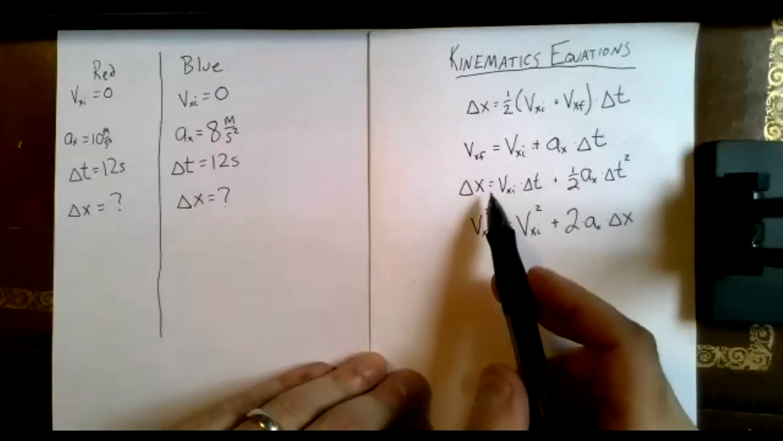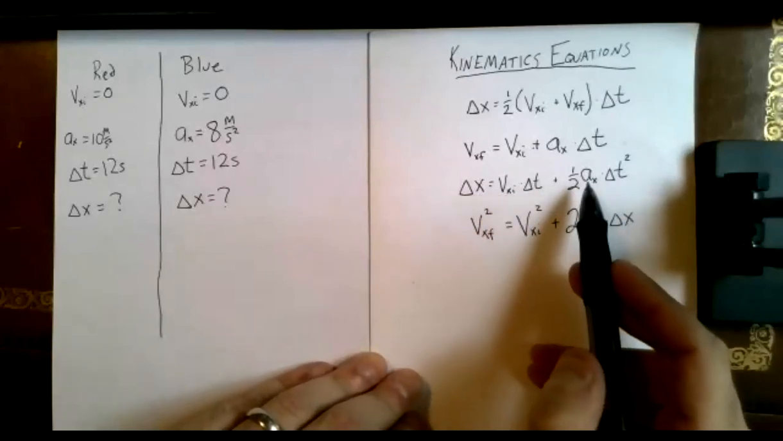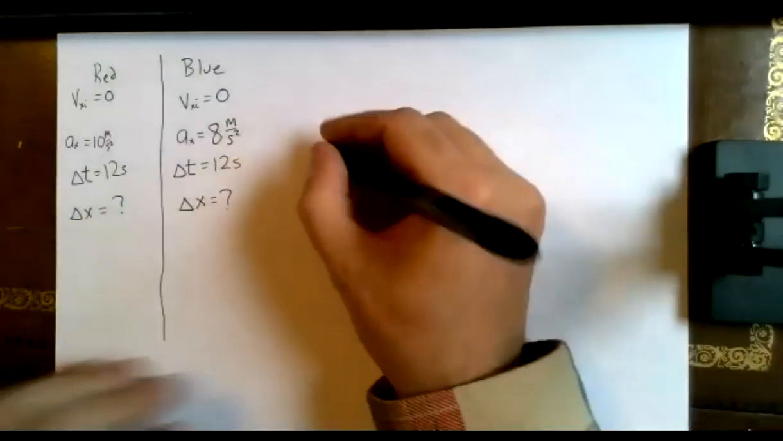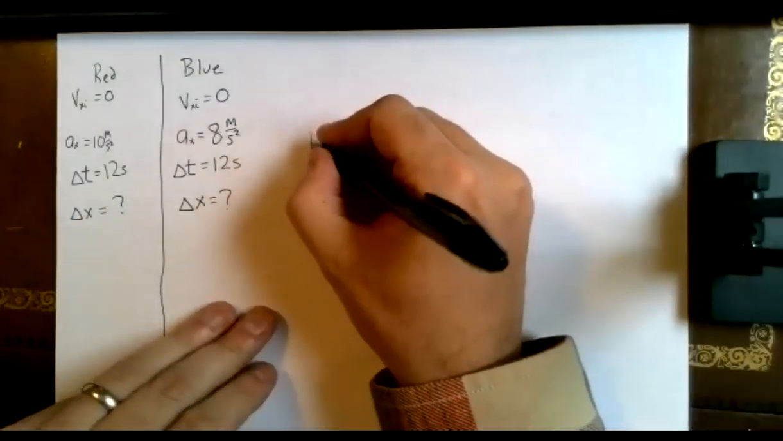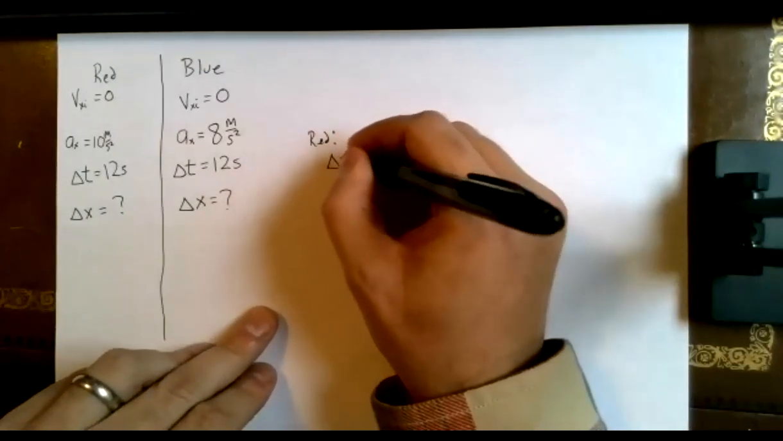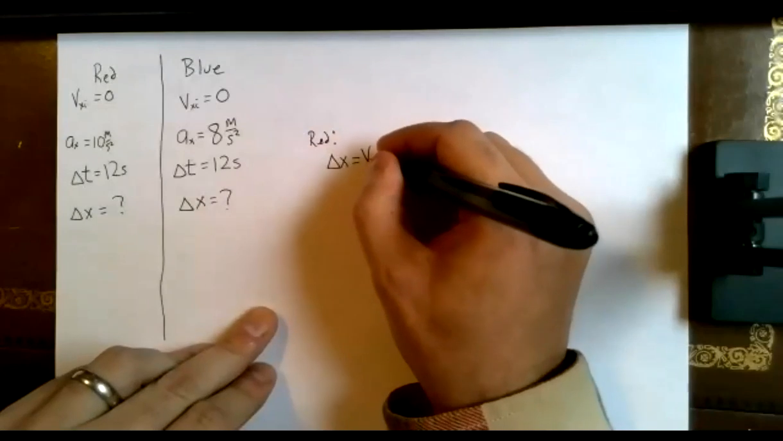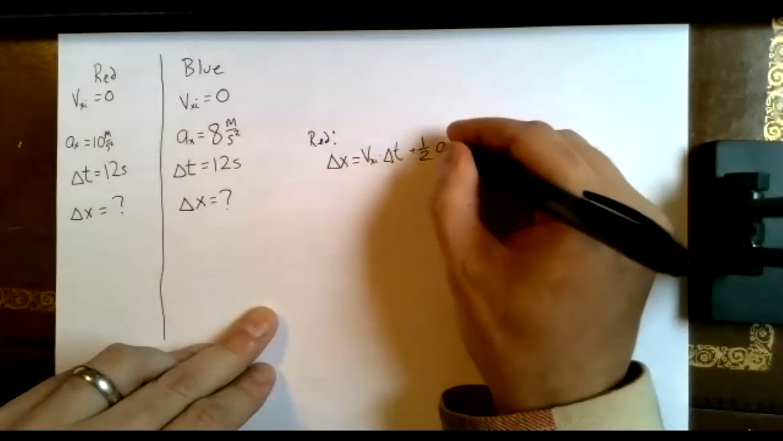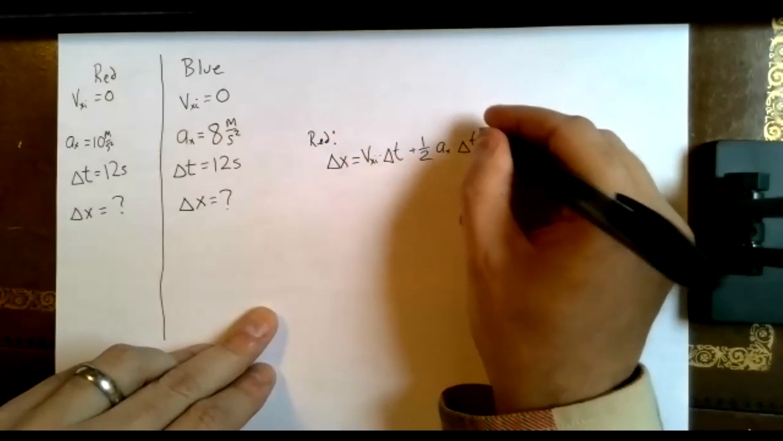The third one. The third one, right? This third equation is the only one that has those 4 symbols, VXI, AX, delta t, and delta x. And it's nice because we don't have to rearrange it either. And we'll need to do it twice, right? So I'll do it once for the red car. Delta x is the VXI times delta t plus 1/2 AX times delta t squared.